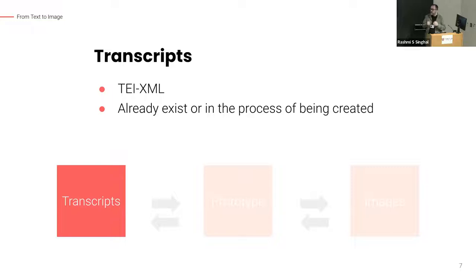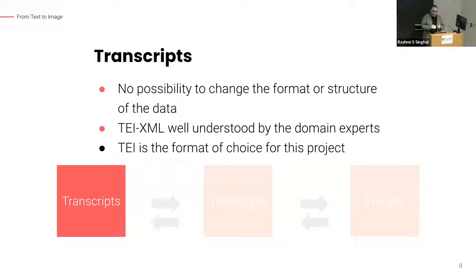The transcripts were TEI-XML. They already existed. In some cases they were created years ago, because there's been a fairly long-standing project to transcribe this content. So this was a fixed point. We had this TEI-XML and we couldn't change the format or structure of that data. The TEI-XML was well understood by the domain experts. They were used to working with this format and understand how to use it. So we were going to be using TEI-XML, whatever, right?